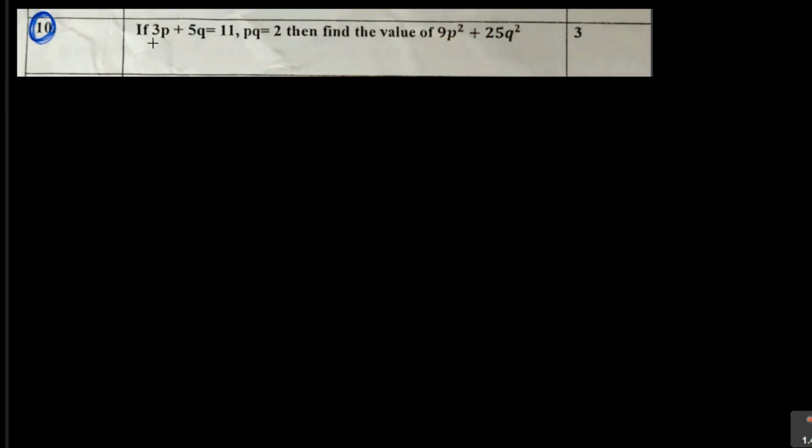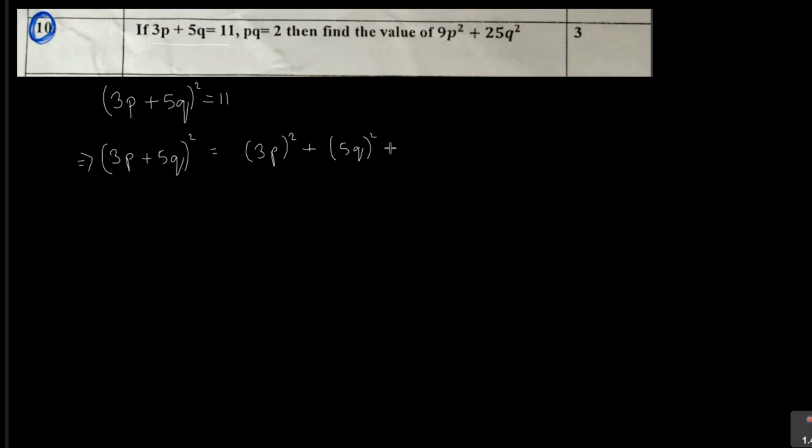So we are going to start with this one. I'm going to write down here 3p plus 5q is equal to 11. The first thing I'm going to do is square this. So if I square this, what do I get? (3p plus 5q) whole square would give me the square of the first term, a square, then the square of the second term, which is b, or in this case 5q square, then twice the product of both of these, 3p and 5q.